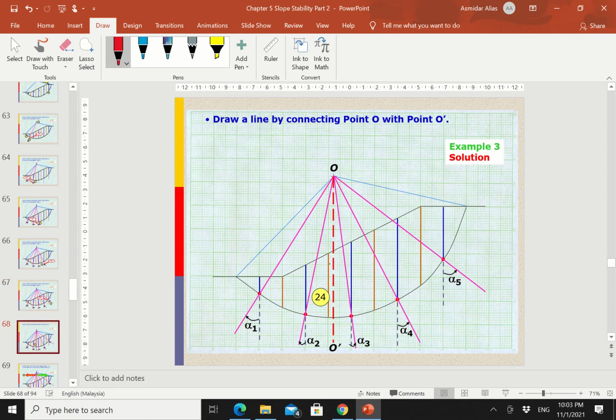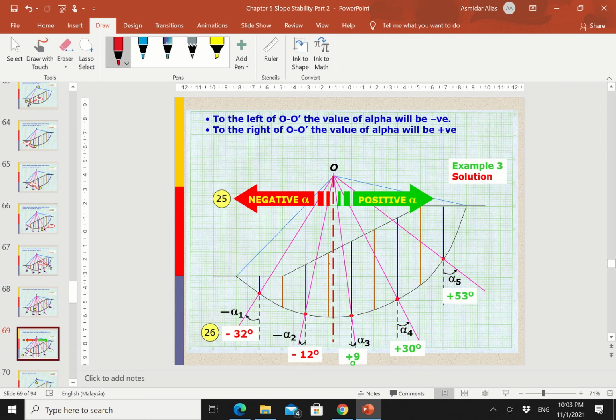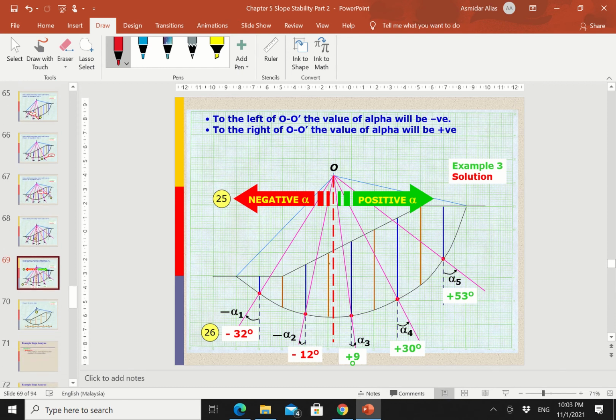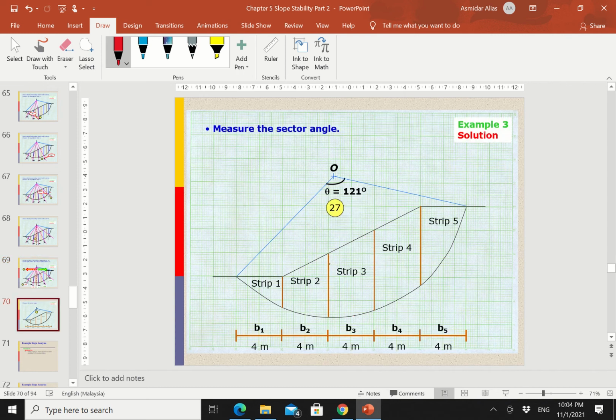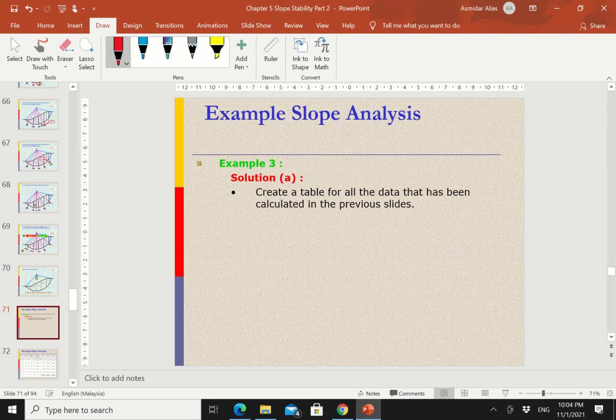Next is to know which values of alpha are positive and negative. Whatever is from the center to the pink line to the left is a negative value. So slice number 1 and slice number 2 have negative values, and then slice number 3, 4, 5 will have positive values. Okay, that is for this example. Next is to determine the value of theta. So you need to use the protractor and then find the value of theta.